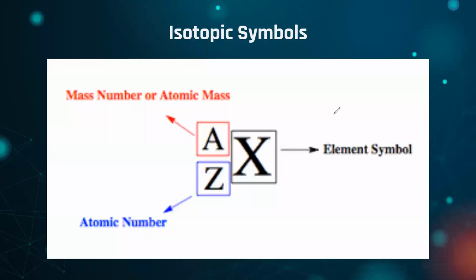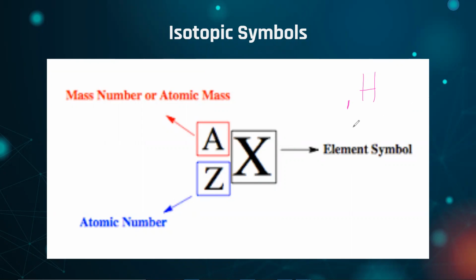So let's take hydrogen, for example. Hydrogen symbol is an H. That would be the X here. That's the symbol. On top, we're going to have the mass number or atomic mass of any particular isotope. And on the bottom, we're going to have the atomic number. So if we recall, all hydrogen atoms have one proton. So their atomic number on the bottom is always going to be a 1.